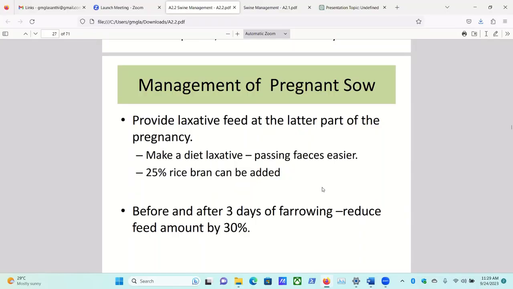Near to the parturition, that means near the farrowing date, we have to provide laxative feed for them. How should you make the feed laxative? You can add some rice bran, 25% rice bran, into the feed to make it laxative.